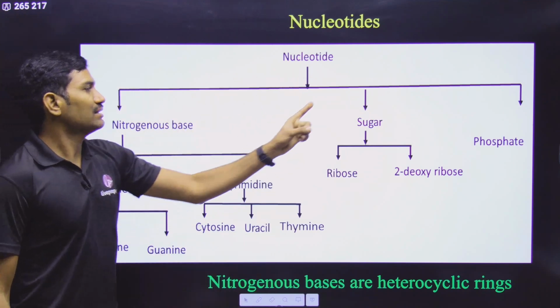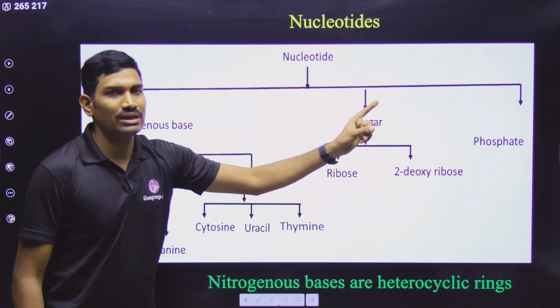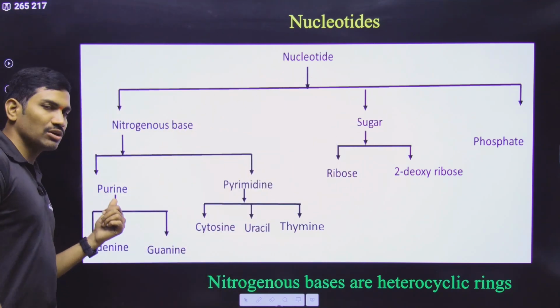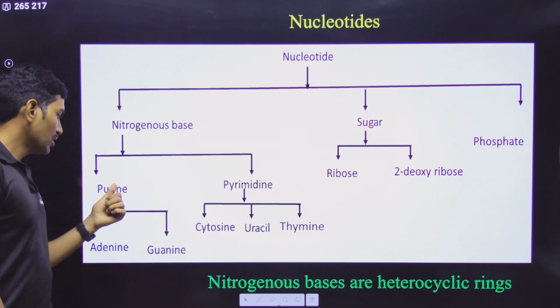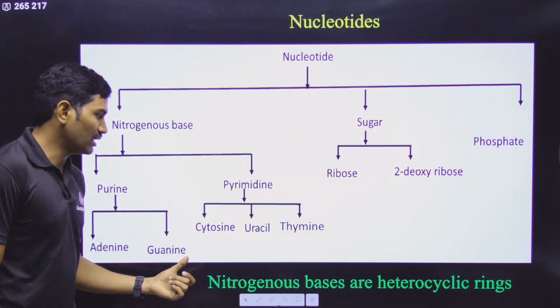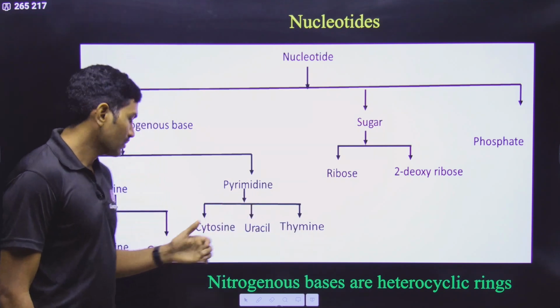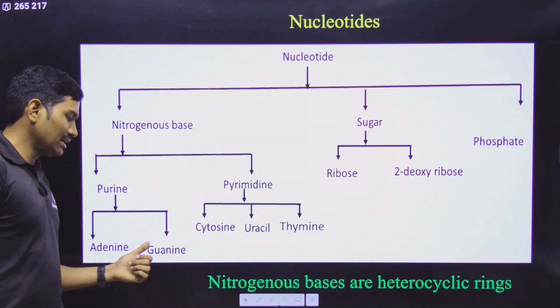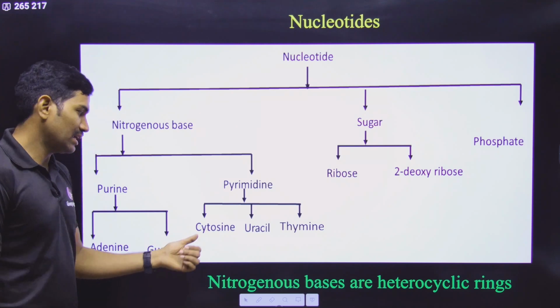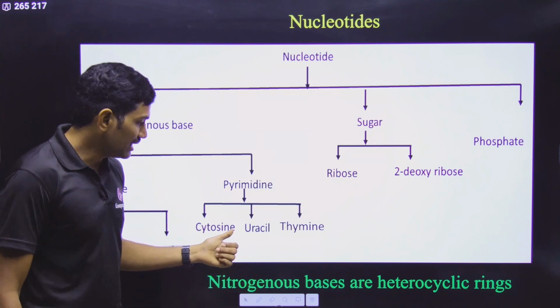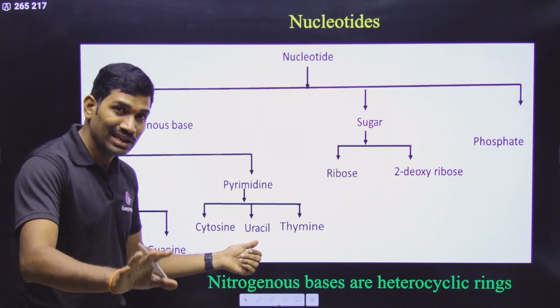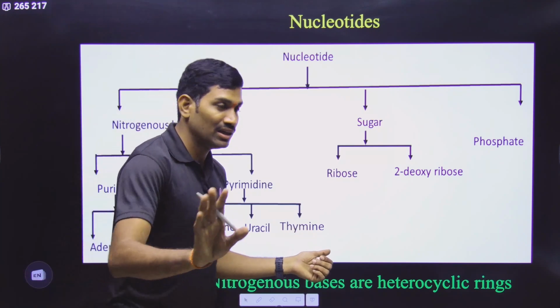So a nucleotide has three components: nitrogenous base, sugar, and a phosphate. Nitrogenous bases are two types: purines and pyrimidines. Purines are again two types: adenine and guanine. Pyrimidines are three types: cytosine, uracil, and thymine. Adenine, guanine and cytosine are present in both DNA and RNA. Uracil is present only in RNA. Thymine is present only in DNA.